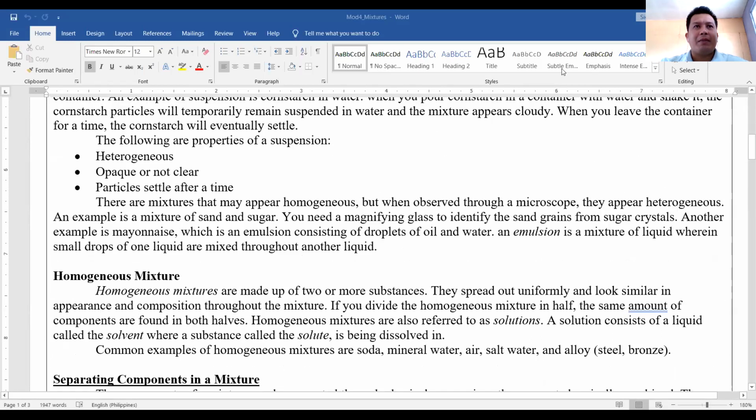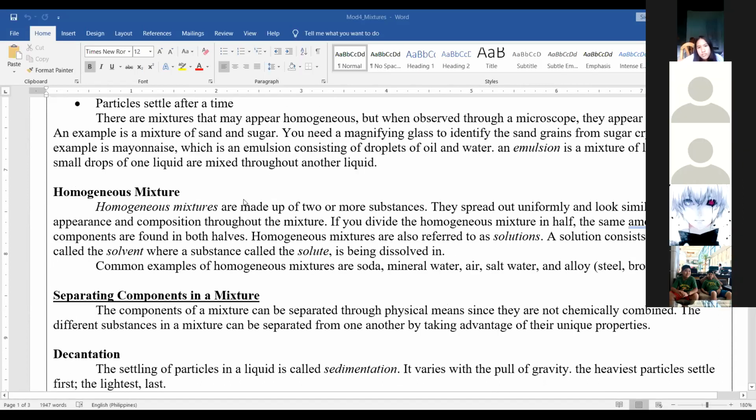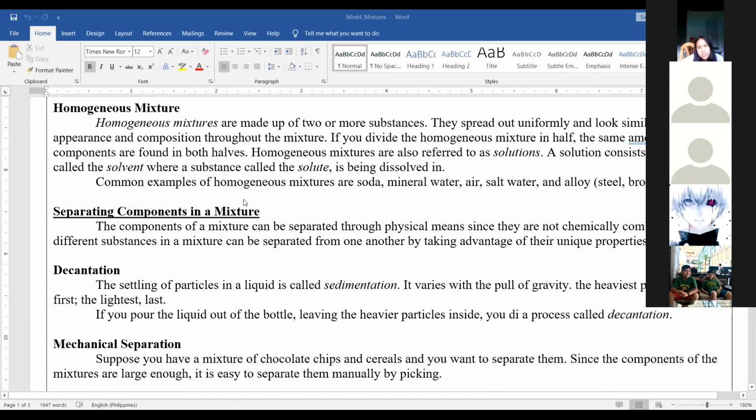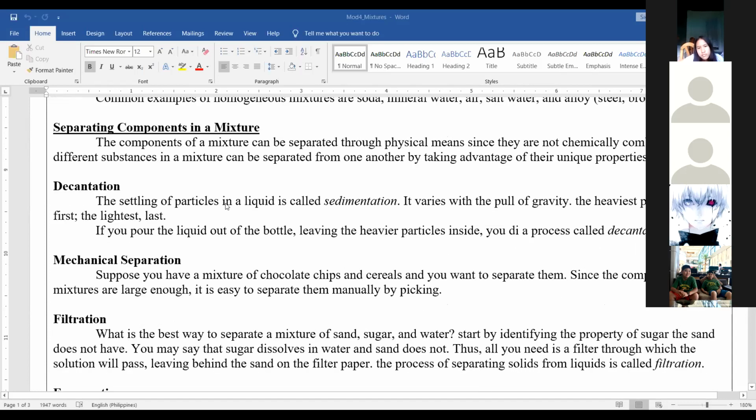Are you familiar with a tambal that you need to shake first before using? Diba? There are some medicines that have the instruction shake first before using, shake well before using. So we have here separation of mixture components, one of which is decantation.